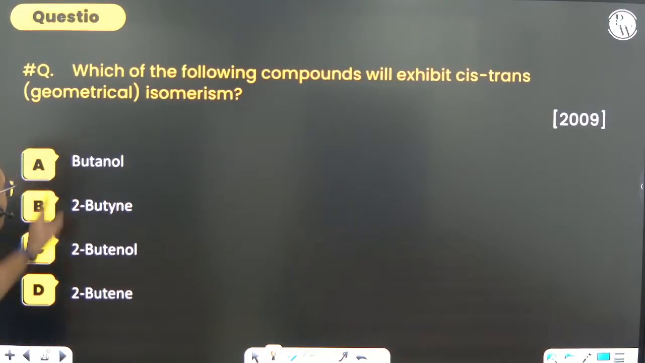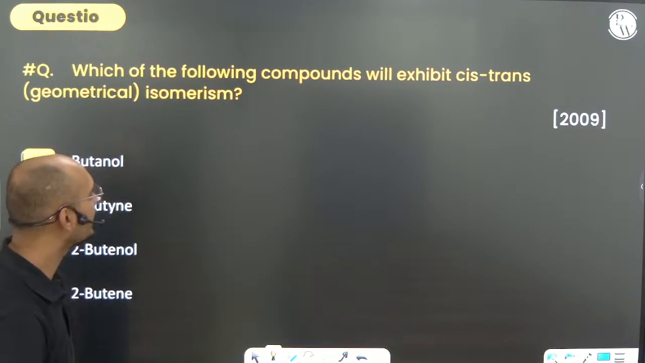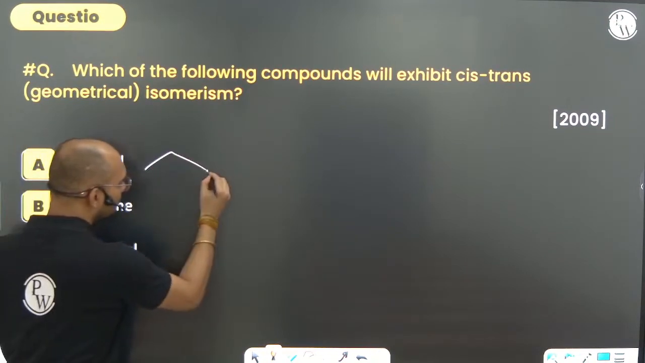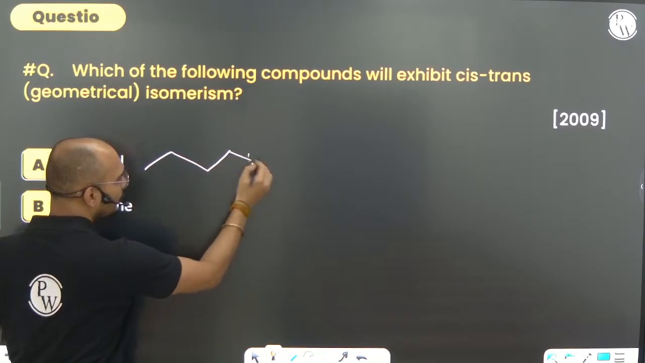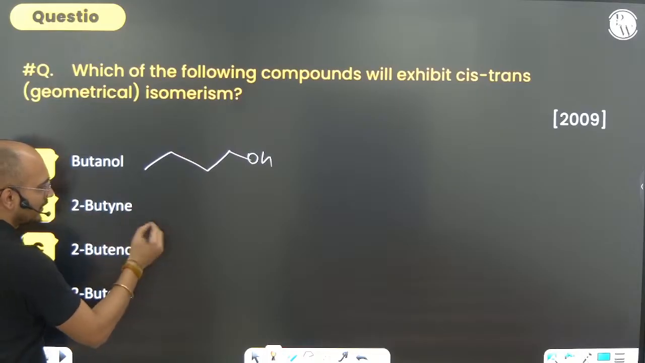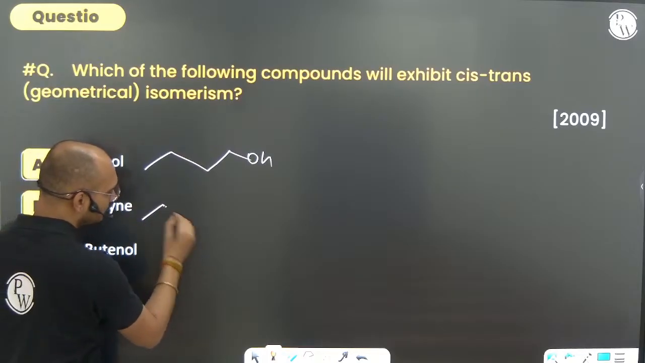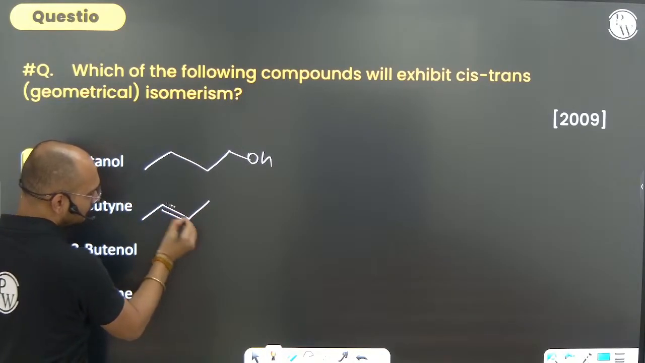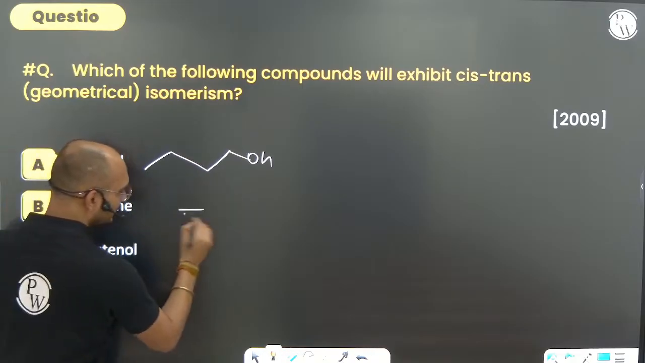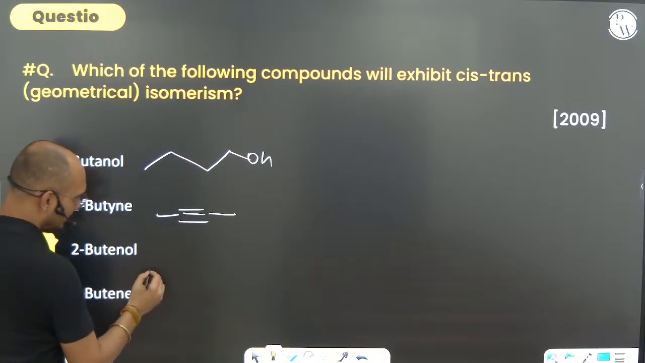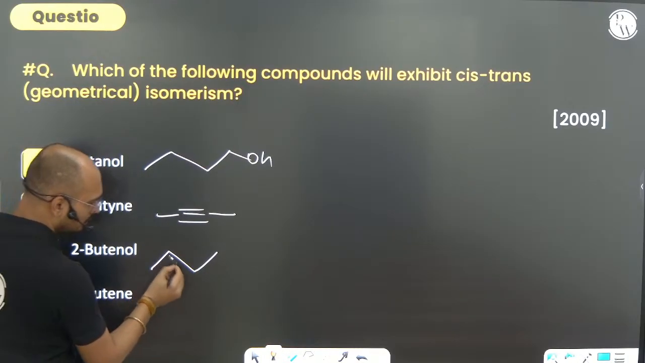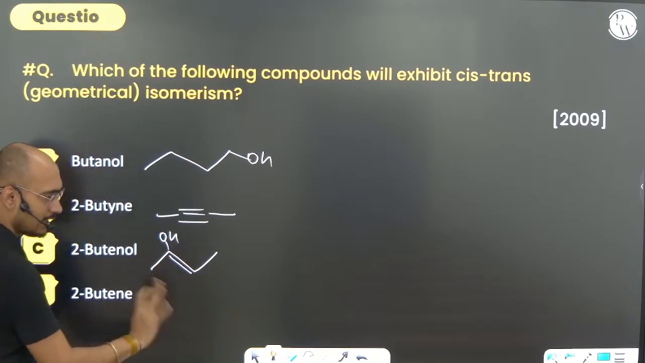Next one, which of the following compounds exhibit cis trans geometrical isomerism? Butanol 1 2 3 4, butanol. For cis trans there is no double bond here. No. 2 butane 1 2 3. Is there any possibility? No. 1 butane, because it is something like this. No. 2 butanol. So can you see? Will this do it? No.